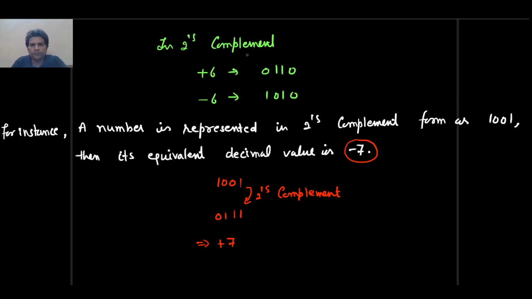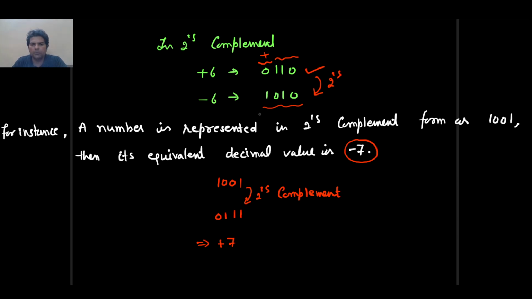So in 2's complement, this is the plus 6. How do we know this is plus 6? This is the positive sign, and the remaining bits are the magnitude. So this is plus 6. How do we represent minus 6? Take the 2's complement of the corresponding positive number. So the 2's complement of this plus 6 is 1, 0, 1, 0. So this is my minus 6.